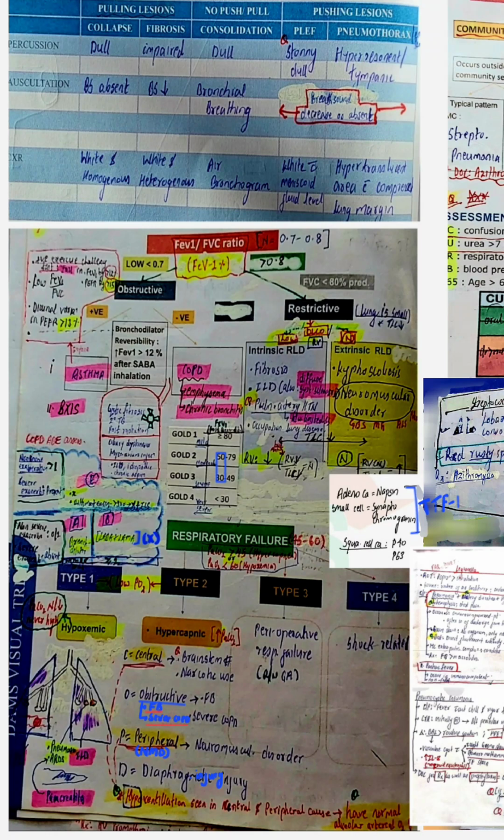In obstructive, the next step we'll do is bronchodilator reversibility. Okay, just give salbutamol. If FEV1 increases by 12% after SABA inhalation, the answer can be asthma or bronchiectasis. If it is not increased by 12%, the answer will be COPD. COPD has 2 variants, emphysema and chronic bronchitis.